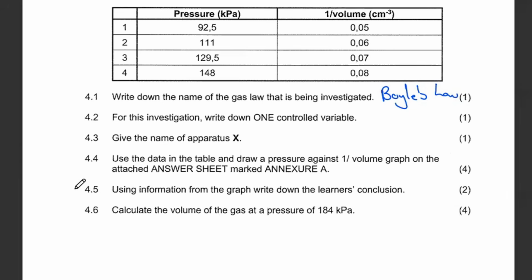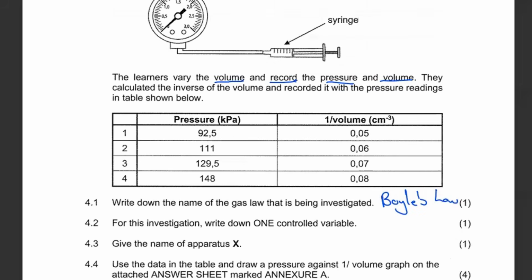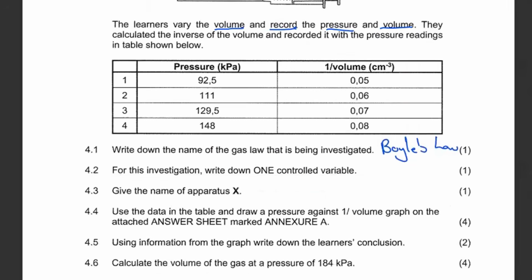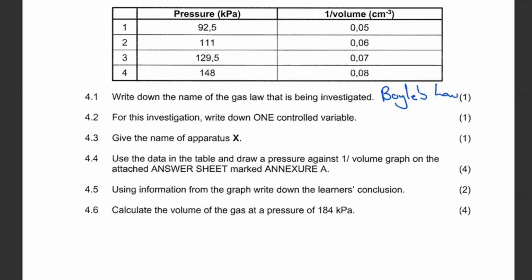So for this investigation, write down one controlled variable. The controlled variable is temperature. The temperature should always remain the same, right? Remember, if you increase the temperature, what happens to the particles? Particles gain kinetic energy. Once they gain kinetic energy, they become excited and start moving around. So it changes everything whenever the temperature is compromised. So for this investigation, the controlled variable should be our temperature.